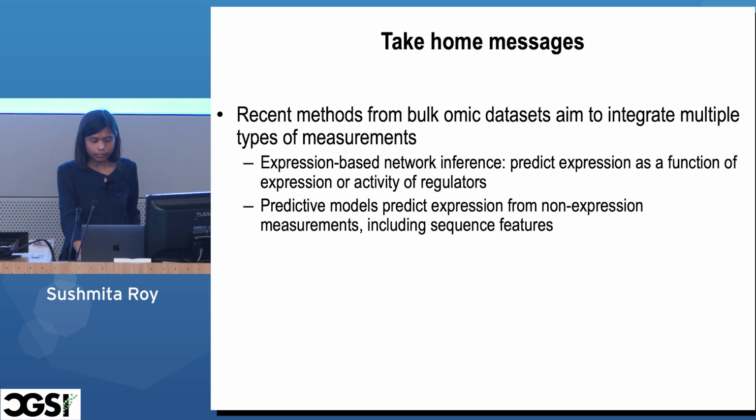All right, I'm really done. I'll just summarize. In terms of gene regulatory network inference, we can use bulk data, and recent methods can be grouped into those that use other omic data types to guide an expression-based network inference algorithm, or those that try to predict expression as a function of different cis-regulatory features.